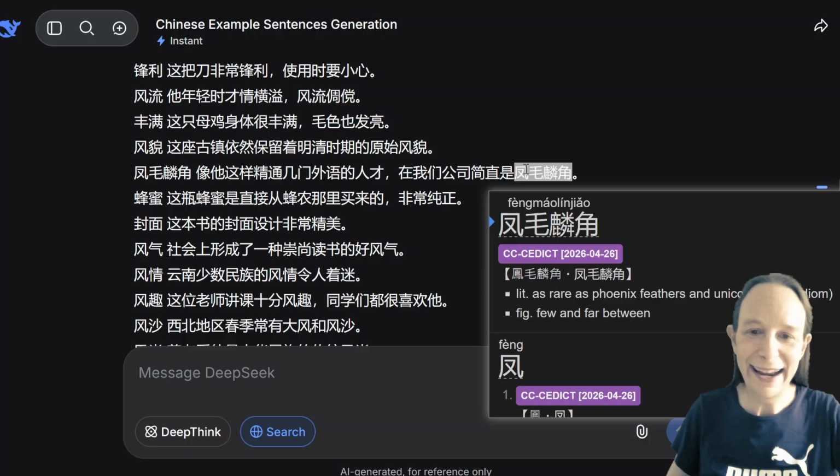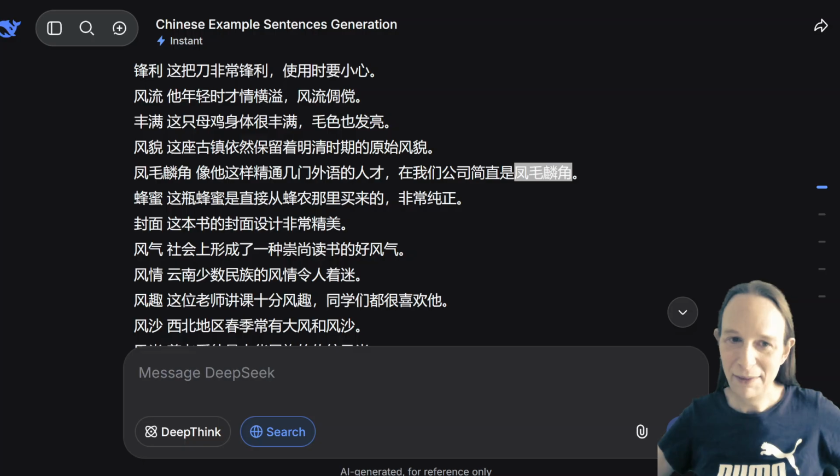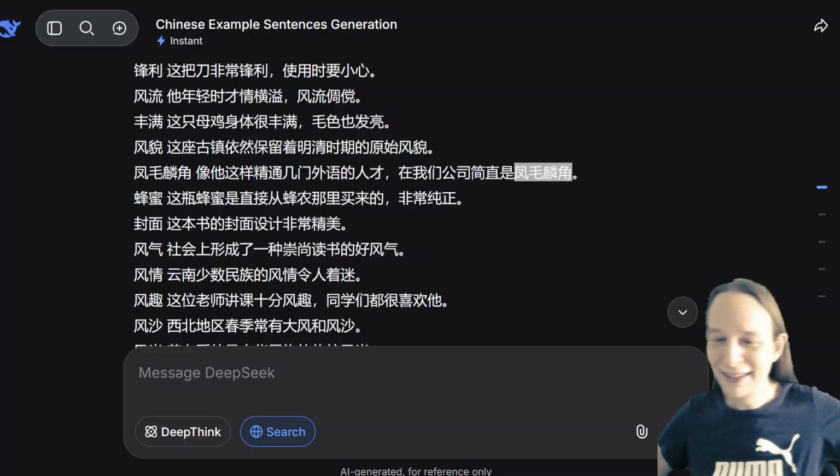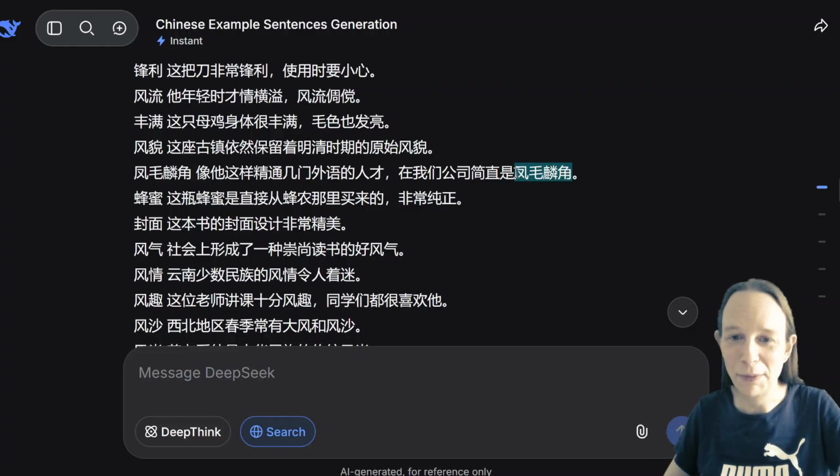All right, it's not that hard to infer from the characters. I mean, they're listing two very rare items. If you know the characters, it's not a problem. If you don't know the characters, yeah, good luck with that.